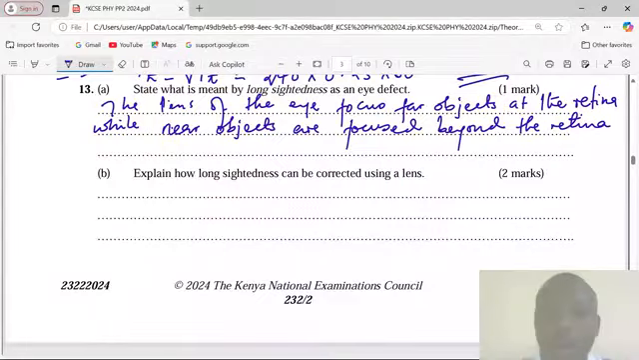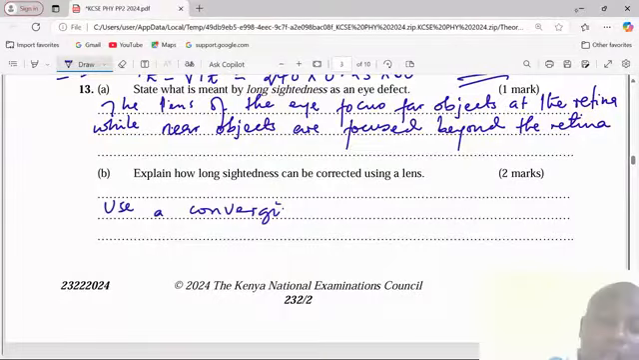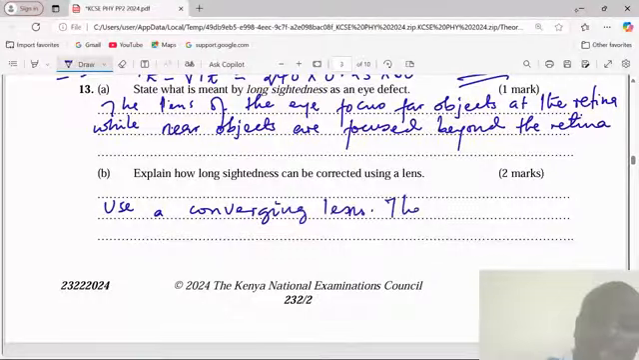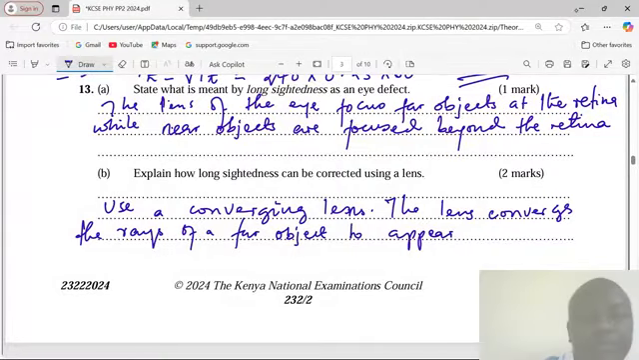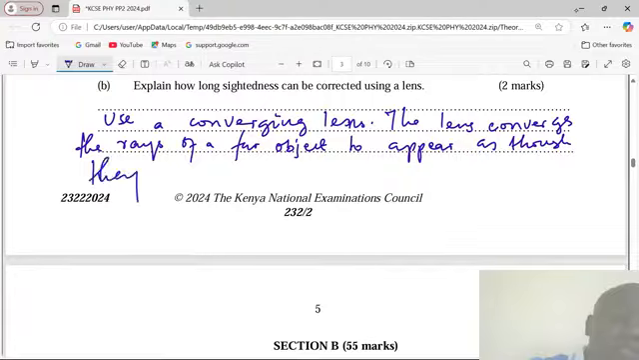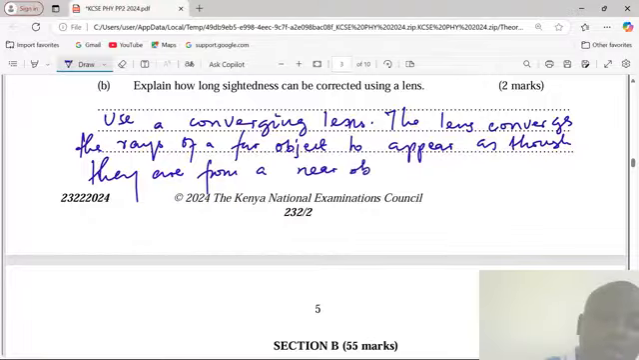Now we are to explain how long-sightedness is corrected using a converging lens. The lens converges the rays of a far object as though they are from a near object.